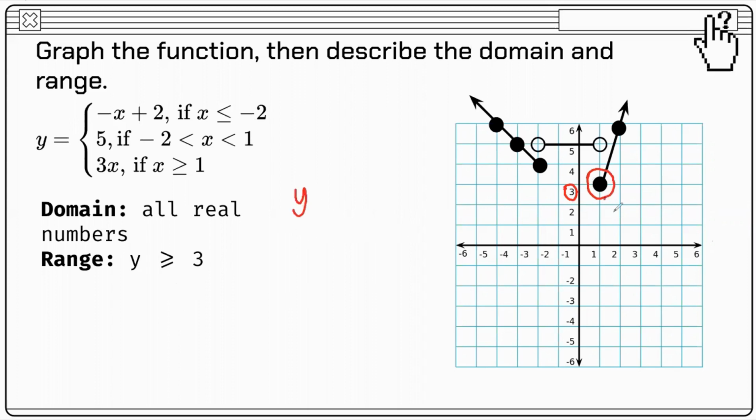So looking at the lowest point, it is at 3 and it is a closed point. So you know it's going to be either greater than or equal to or less than or equal to. The horizontal line that we graphed is above 3 on the y-axis, and both lines are pointing upward, so you know it's going to be greater than or equal to positive 3. And that would be your final range.